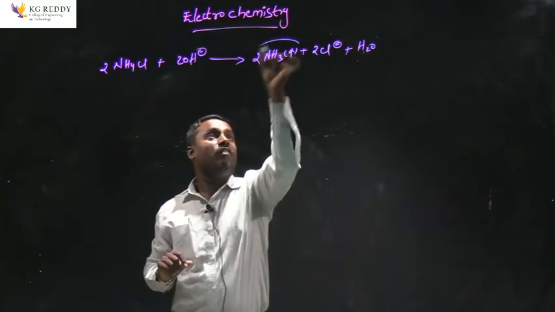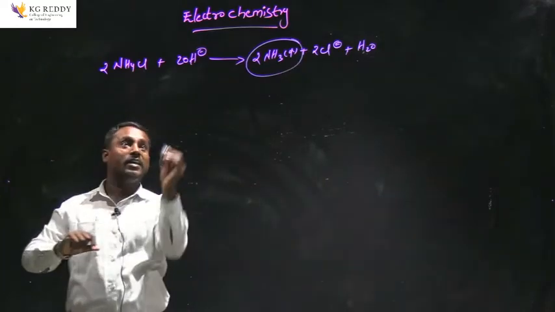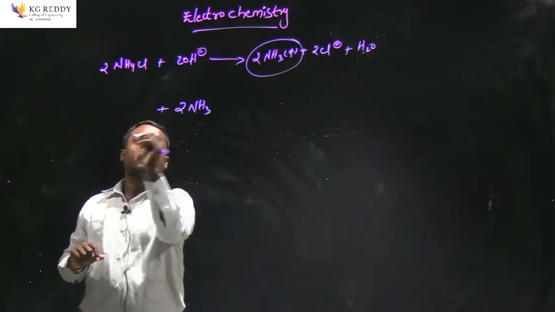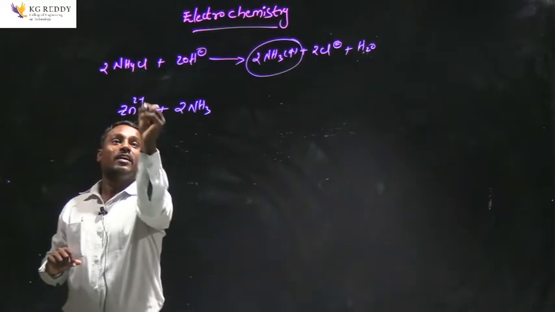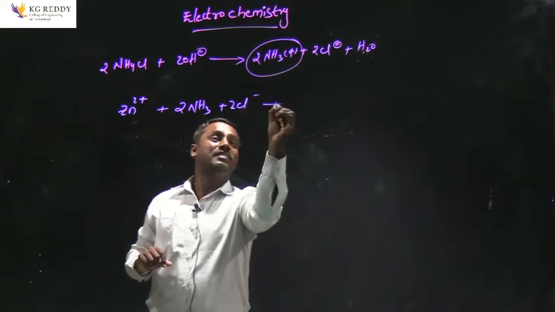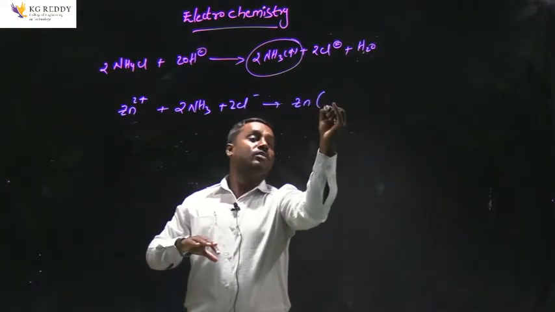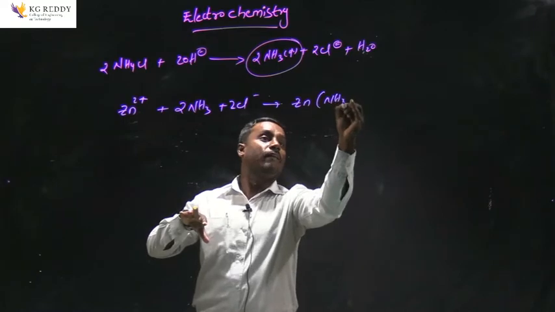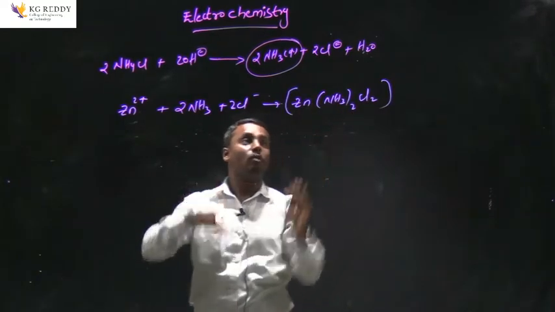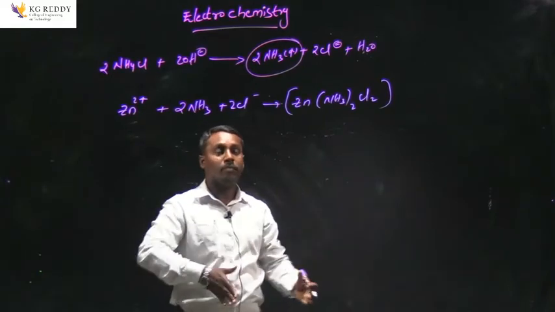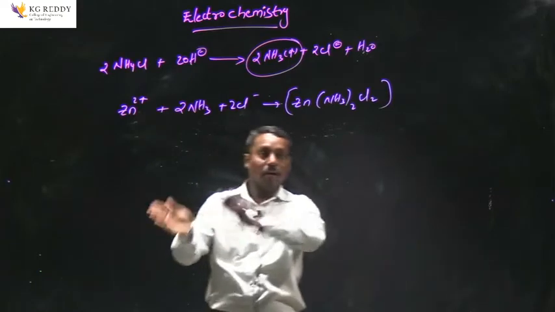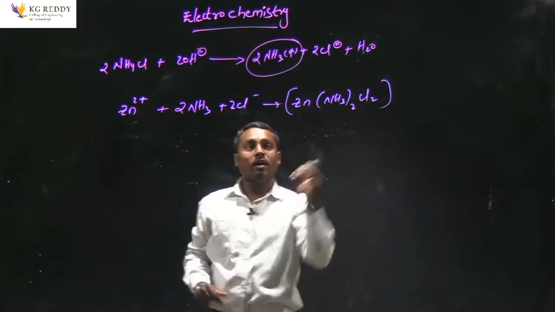The released ammonium chloride can immediately combine with the zinc container, and it produces a complex. This complex is called the diamine dichloro zinc complex. This can be stored in primary batteries, where chemical energy is converted into electrical energy, right?